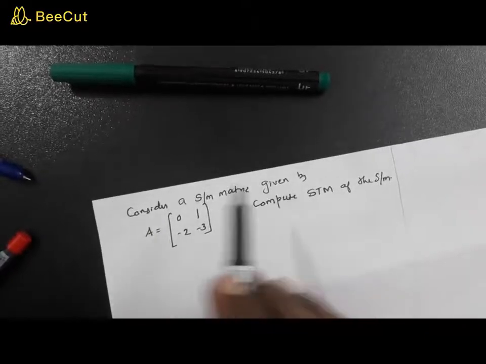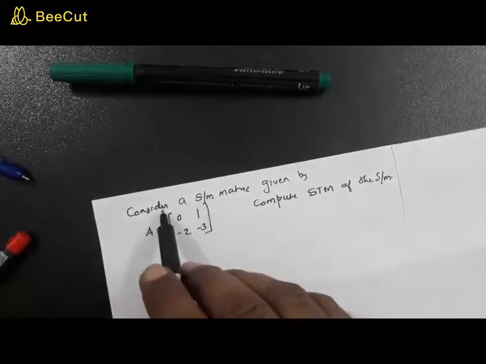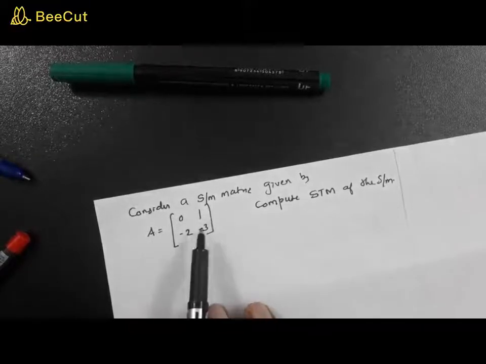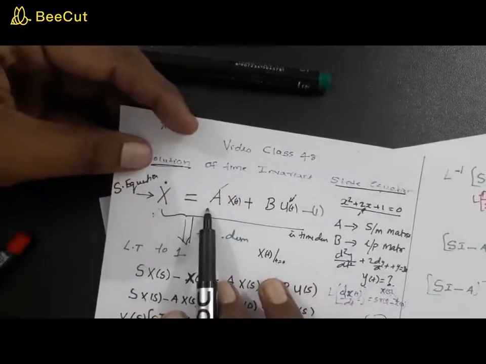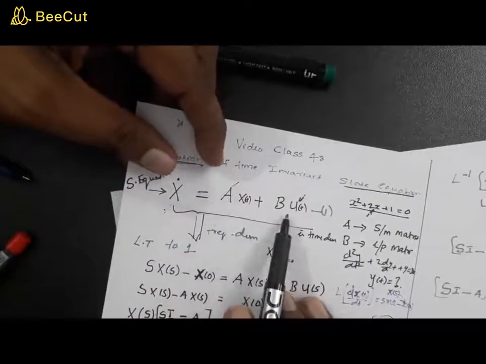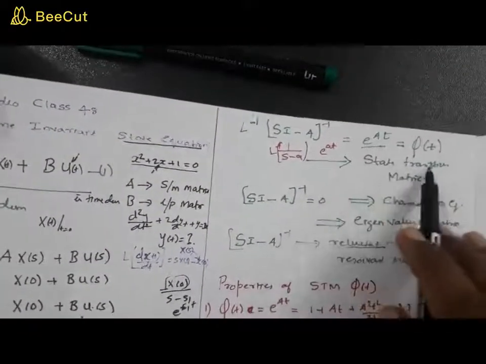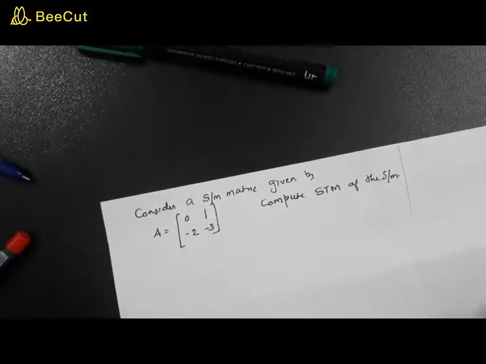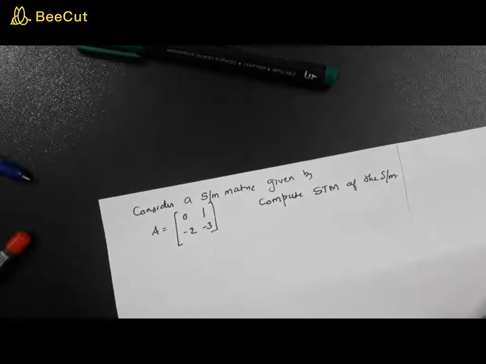Say a system is given in such a way that, consider a system matrix given by A is equal to 0, 1, minus 2, minus 3. You know what A is because it is the part of the state equation, X dot is equal to A into x of t plus b into u of t. Now in our question, this A is given and you are asked to find out what e raised to at, or the state transition matrix, is. So that's going to be a matrix, and this is very important. Now okay, so how to proceed with this?